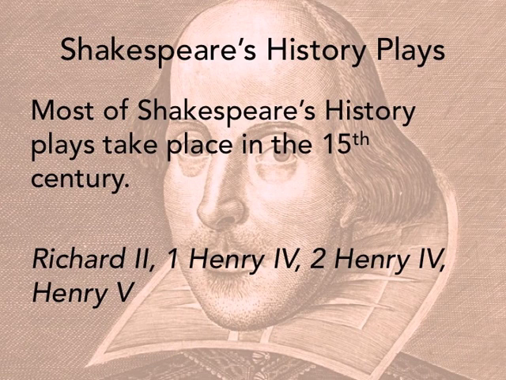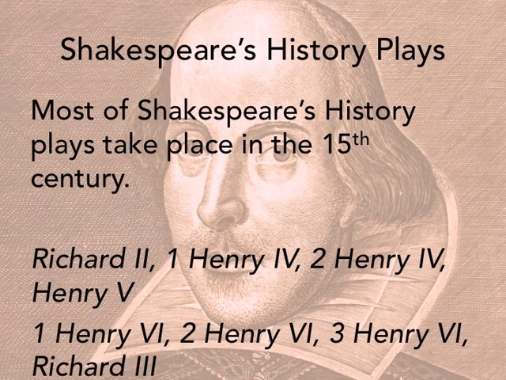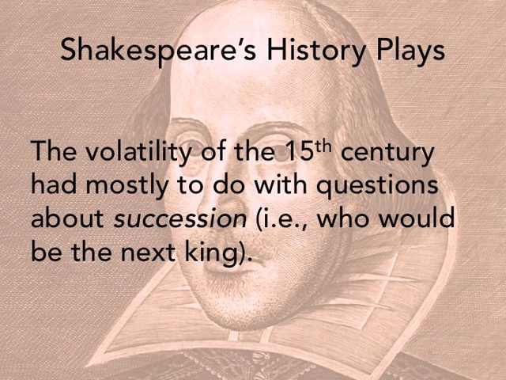And then he also wrote another group of four plays. There's three Henry VI plays, part 1, 2, and 3, and then Richard III. All of these plays take place in the 15th century. And the reason that the 15th century was such a volatile period is because of problems with the idea of royal succession. In other words, questions about who was going to become king.